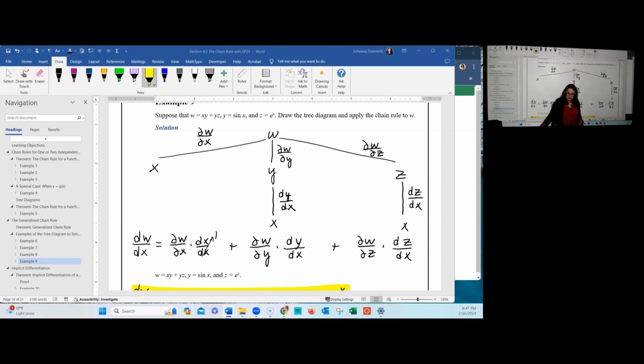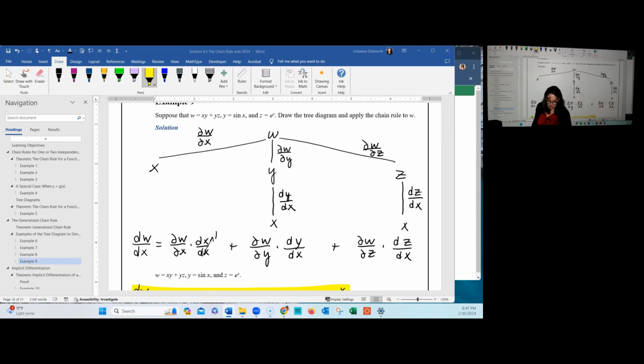Using the tree diagram, we can then follow the paths and multiply together the parts. This gives us the partial of w with respect to x times dx/dx, which is just 1, plus the partial of w with respect to y times dy/dx, plus the partial of w with respect to z times dz/dx.